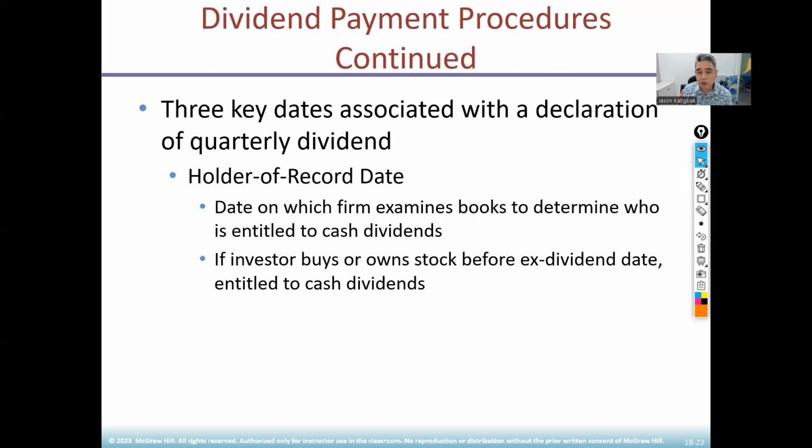So the three dates are, first, the holder of record. On this day, the company will be examining the books and see who's eligible to be part of a payout for cash dividends. Now, that's the record date or holder of record date. So this is the one that you see right now. But of course, there is a cutoff, right? A cutoff on who needs to be eligible because why? You might buy or sell stocks in between those dates. So that's why they need to establish the holder of record date.